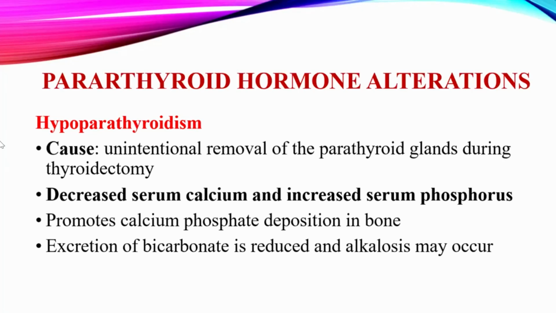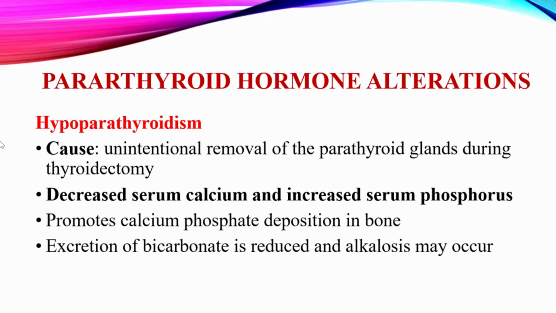Like in the other hormone disorders, decreased concentration of parathyroid hormone in the circulation is called hypoparathyroidism, and increased concentration of parathyroid hormone in the circulation is called hyperparathyroidism. So first, hypoparathyroidism. The main cause for hypoparathyroidism is the unintentional removal of the parathyroid gland during a thyroidectomy.